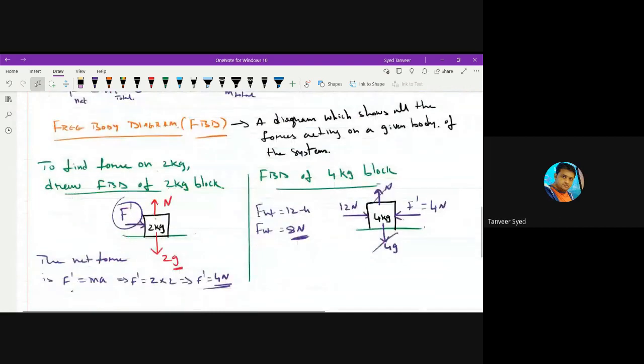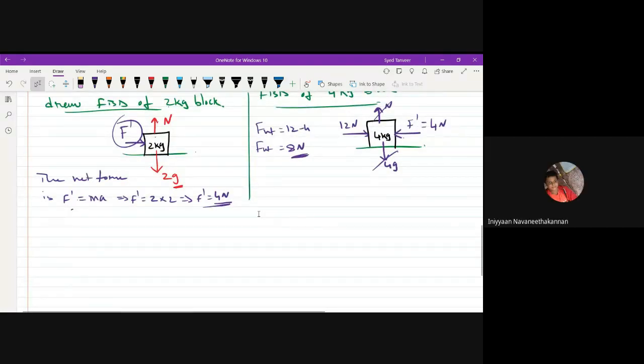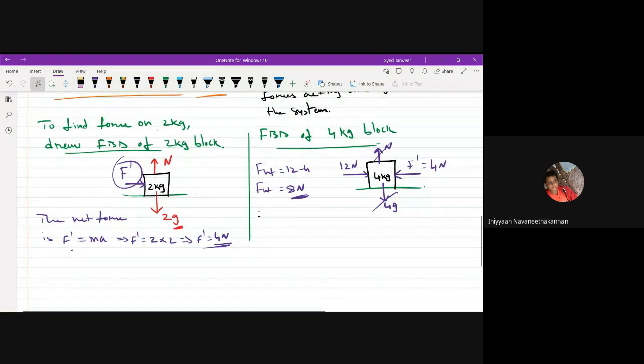Sir, why did you write the weight of the 2 kg and 4 kg blocks as 2g and 4g? These are weights. Go back to normal reaction. If a body is present on a surface, its weight will be acting on the surface. If you are standing on the floor, your weight is acting on the floor. If your mass is m, what is your weight? M into g, right? Okay, sir.